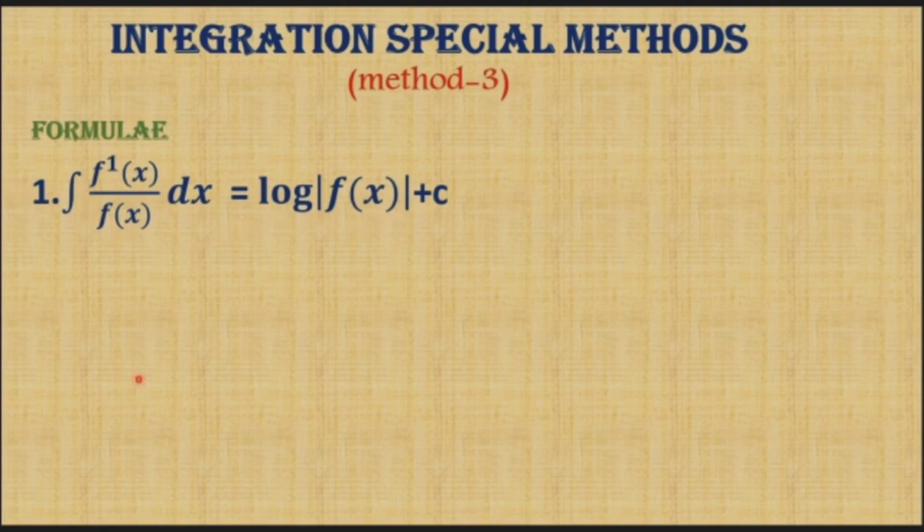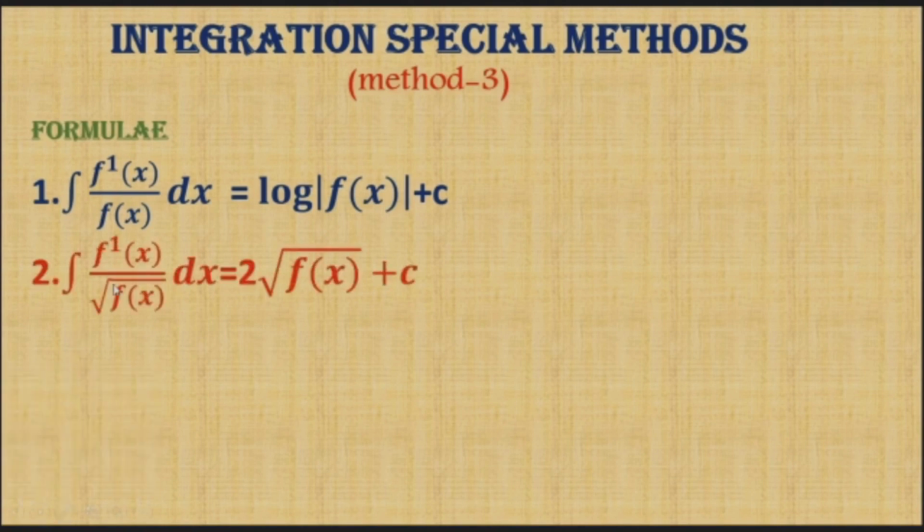Next, the second formation: integration of f dash of x by root f of x into dx. Here f of x is a function in root on the denominator, and its differentiation f dash of x is in the numerator. When this formation comes, you have to write it as 2 into root f of x plus c. Otherwise you can say 2 root f of x plus c.